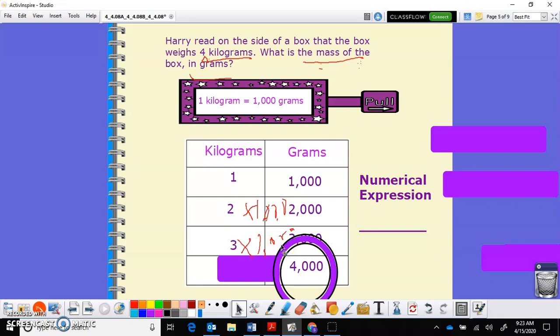Our numerical expression was, we took the kilograms, I'm going to write kg, kilogram times 1,000. So kilograms times 1,000 gives me the amount of grams. That would be equal to grams. That's your numerical expression there. So that's pretty easy, I think. Let's try another one. We're going to try a couple of these.